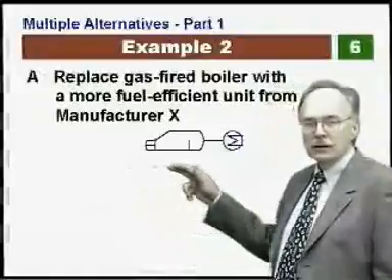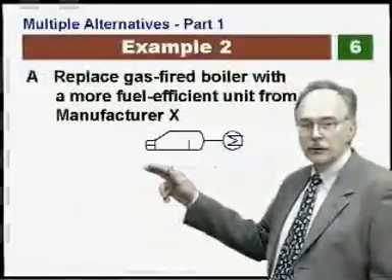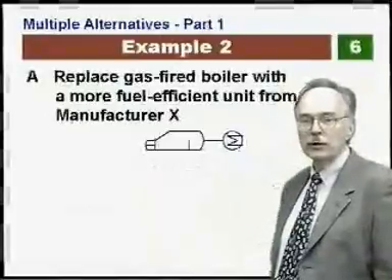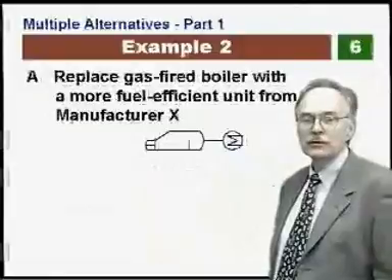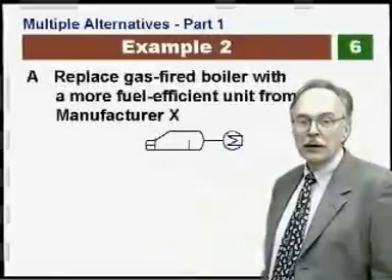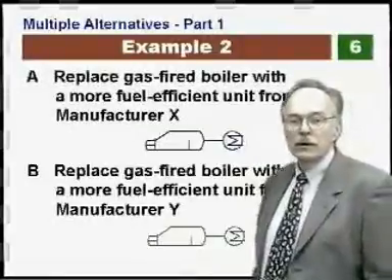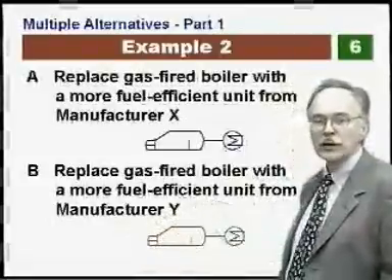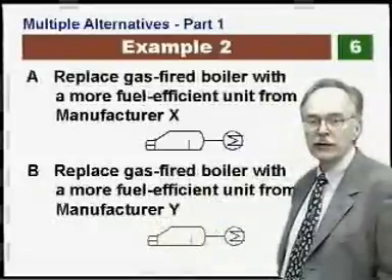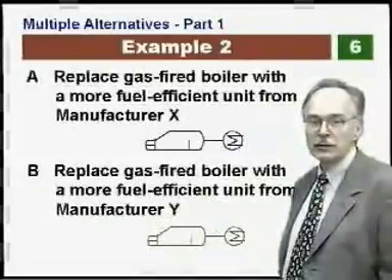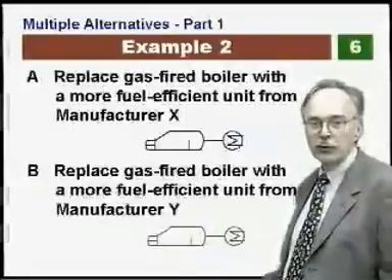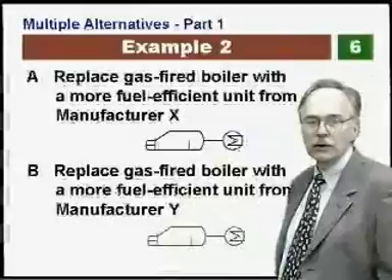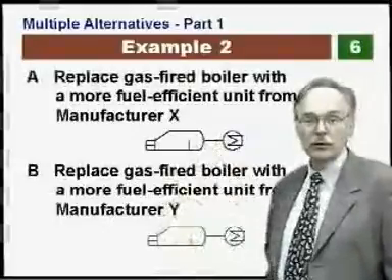Here again, we have a situation of a boiler. In alternative A, we're thinking about replacing a gas-fired boiler with a more fuel-efficient unit, specifically from manufacturer X. And then in alternative B, we're thinking about replacing that same old gas-fired boiler, but this time with a more fuel-efficient unit from manufacturer Y. Now, clearly, it wouldn't make sense to replace one old gas-fired boiler with two new ones. In most situations, that would be illogical. So we say that these two alternatives are mutually exclusive.